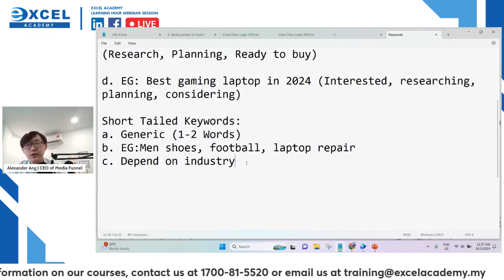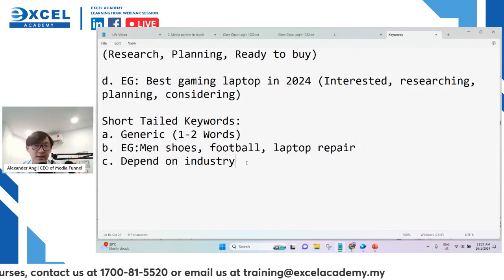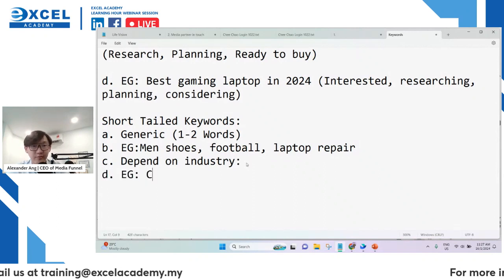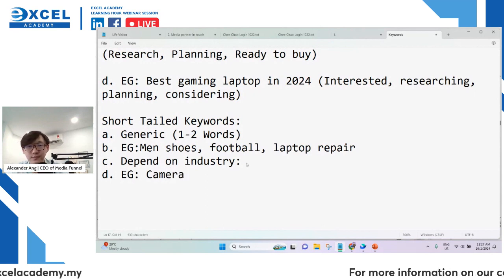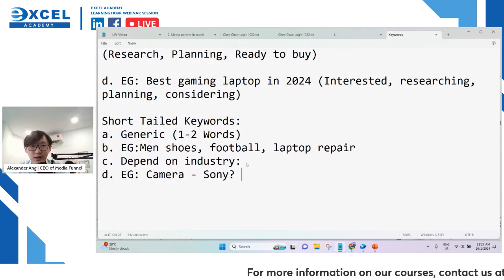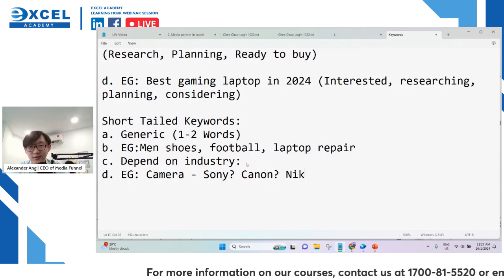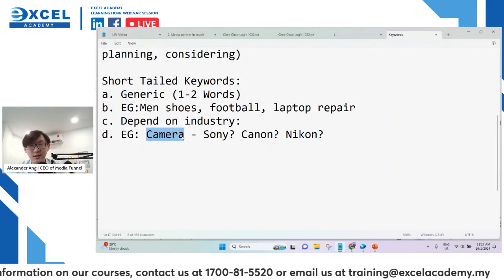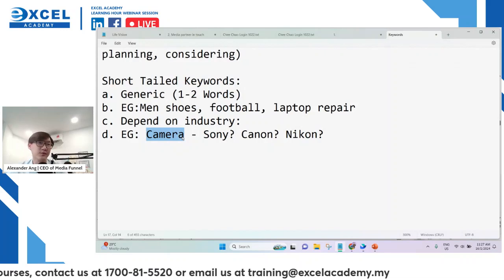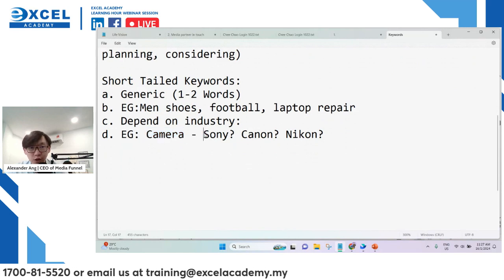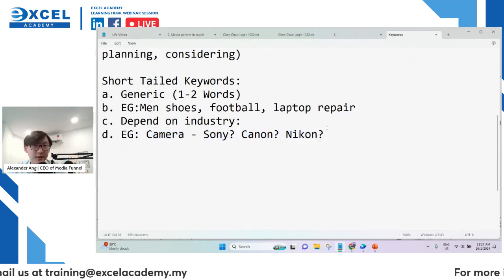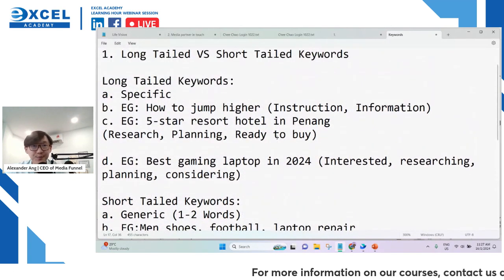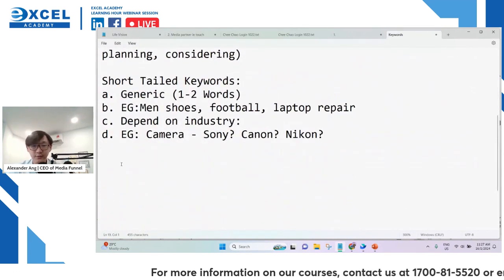But if you are in an industry where it's at scale, example, if I were to type camera, who would come up first? Sony, Canon, Nikon. You get what I mean? Yeah. So these are the types of keywords if you are at enterprise level, you are very big scale, then you can work on these keywords. All right. So this is just some ideas on understanding keywords. So let's go to the next one.